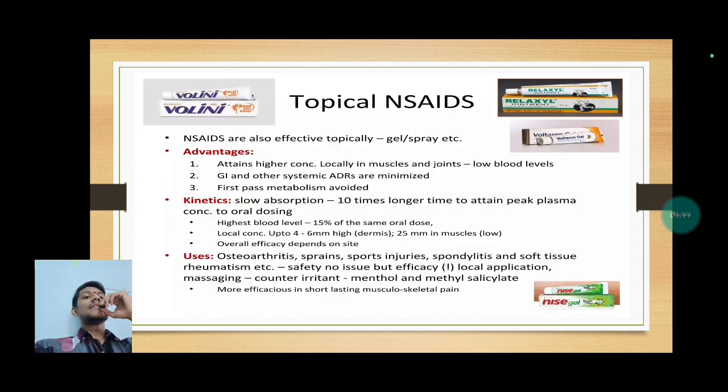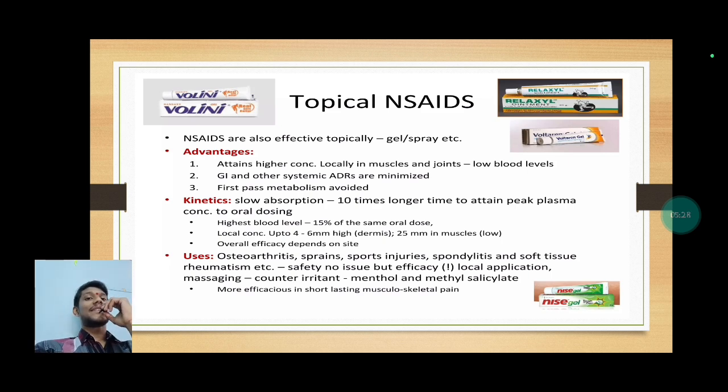So move on to the next topic, that is topical NSAIDs. We all use topical NSAIDs in our daily life. That is Volini, Moov, Nise Gel, or Zandu Balm. NSAIDs are also effective topically as a gel, spray, etc. What are the advantages of topical NSAIDs? They attain a higher concentration locally in muscles and joints, and low blood levels. GI and other systemic ADRs are minimized, and first pass metabolism is avoided.